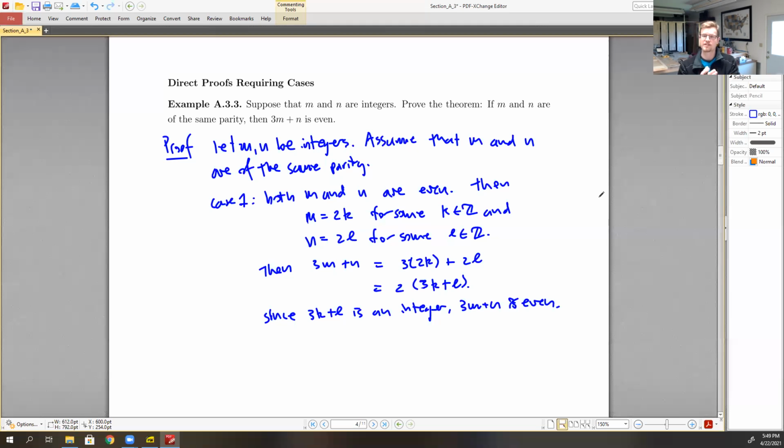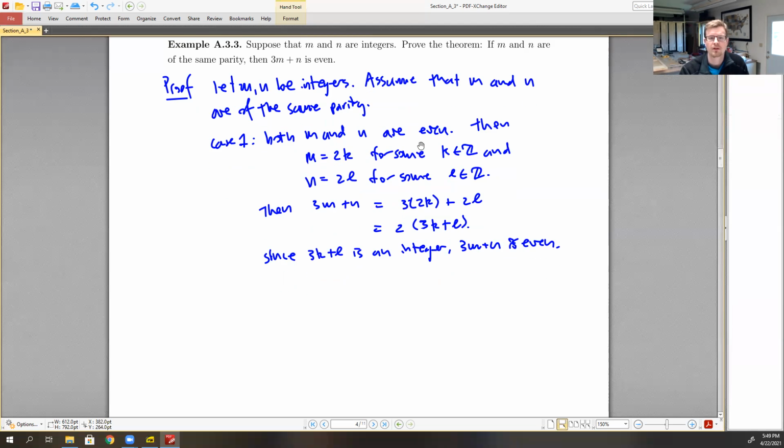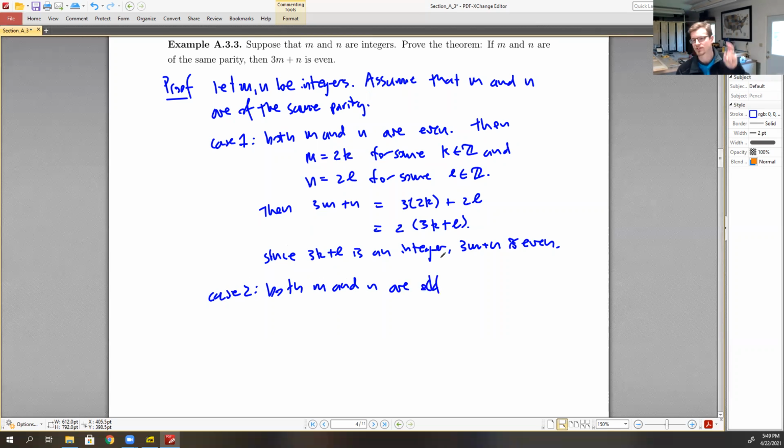Excellent. So that takes care of case 1. When I have that they're both even, then I get that the conclusion is true. In case number 2, I have, again, that m and n are of the same parity. So we have that both m and n are odd. Right, I've got 2 situations. They're both even or they're both odd. So I'm looking at the second case where they are both odd.